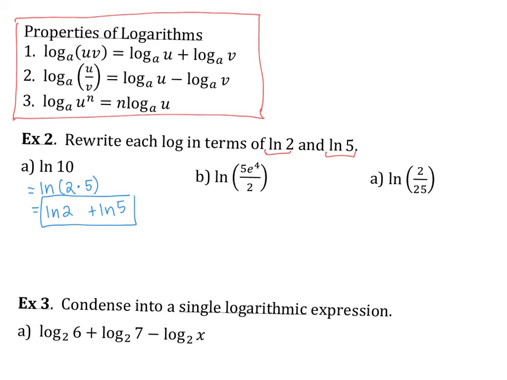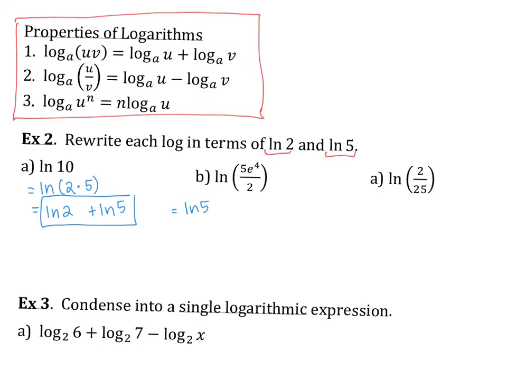Okay, for b, I'm going to do a similar thing. I just want to kind of rearrange it till I can get the ln 5 and ln 2 separated. Okay, this is a bigger expression, so I think I'm going to kind of expand it out first. Okay, so on the numerator, I have ln 5.